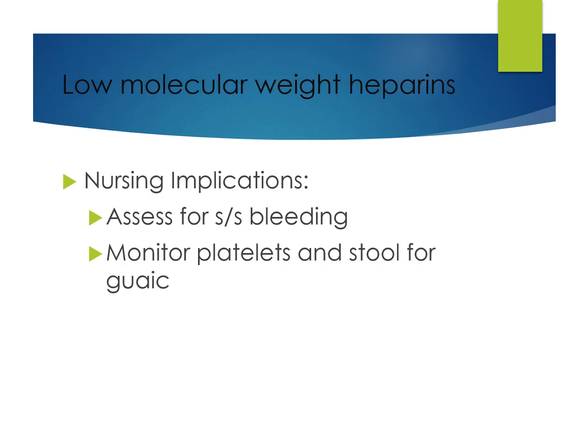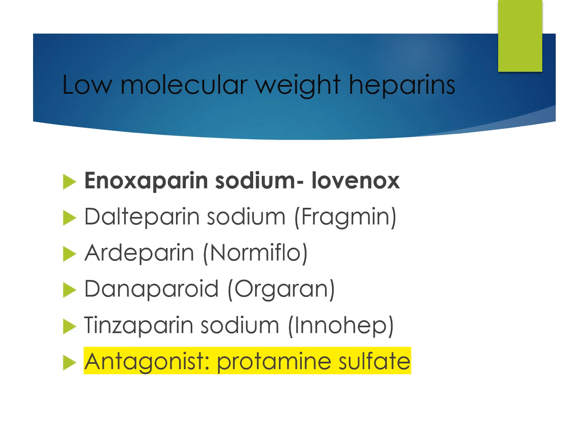Nursing implications for low molecular weight heparins, of course, include the same thing. Assess for signs and symptoms of bleeding, monitor platelets and stool guaiac. And of course, guaiac just means bleeding into the stool. Low molecular weight heparins include Lovenox, Fragmin, Normaflo, Orgaran.